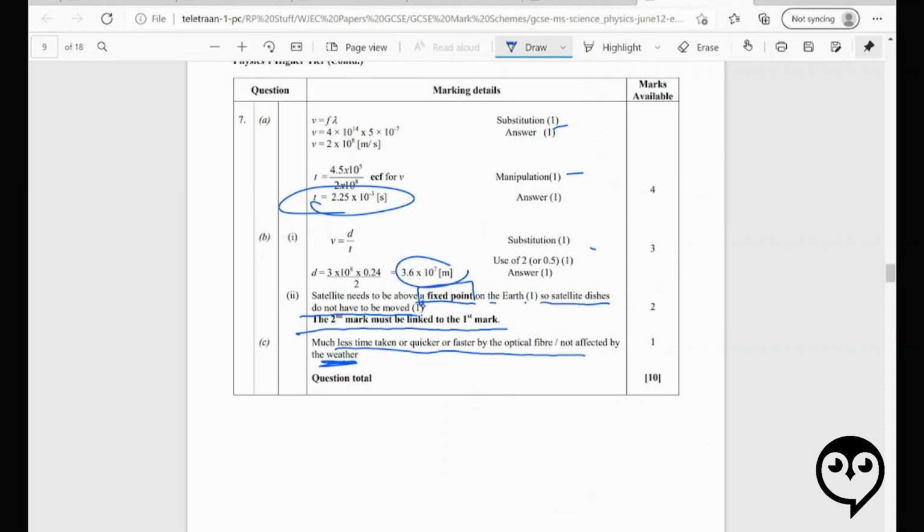So, again, second mark must be linked to the first. I said above the cities. I think that's the same as saying a fixed point, but so the satellite dishes don't have to be moved. Okay, that's a tricky one, and in this digital age, I don't know how many people might think of that, so make sure you remember that one.